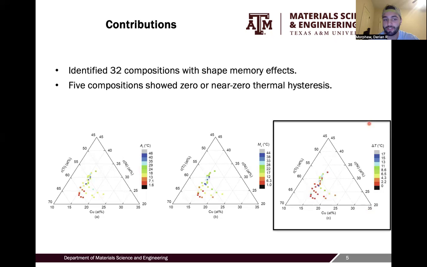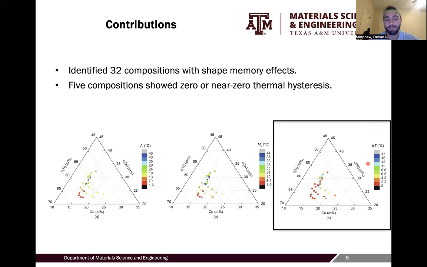But another important feature is they also identified 5 compositions that showed 0 or near 0 thermal hysteresis, seen in this figure on the right here, which is very important for applications like elastocaloric cooling, because hysteresis is basically just heat loss in the system. And so to make these devices and refrigeration cycles more efficient, we want to reduce hysteresis as much as possible.